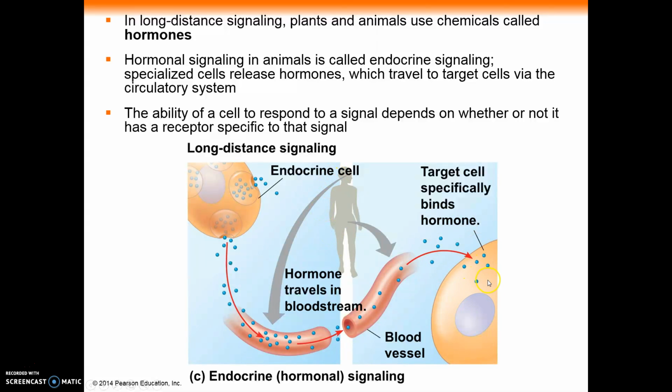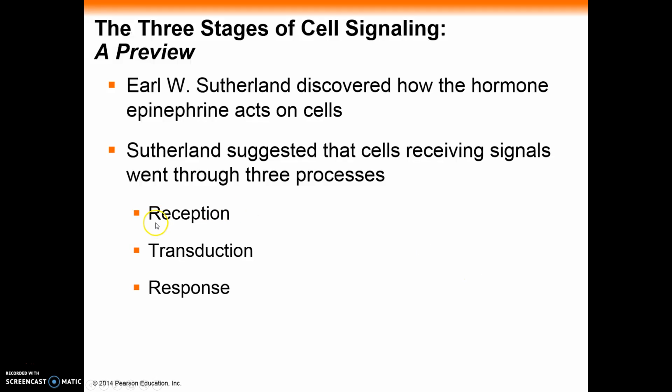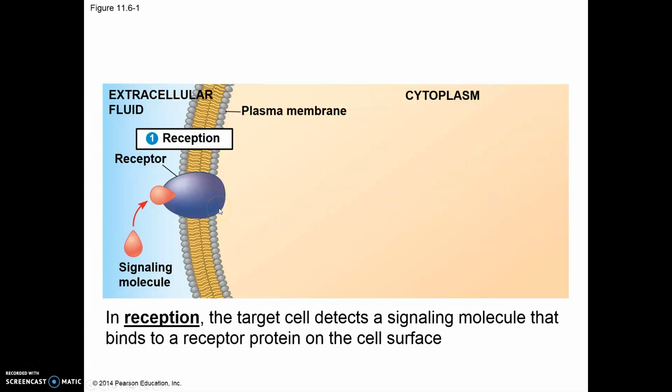So let's talk about what happens when that signal actually reaches the cell. Okay, there's three overall steps in this process. There's a reception of the signal, there's a transduction of that signal, and then there's the response. So the reception is when you get the signal being directly detected by a receptor. That receptor is always a protein of some form.